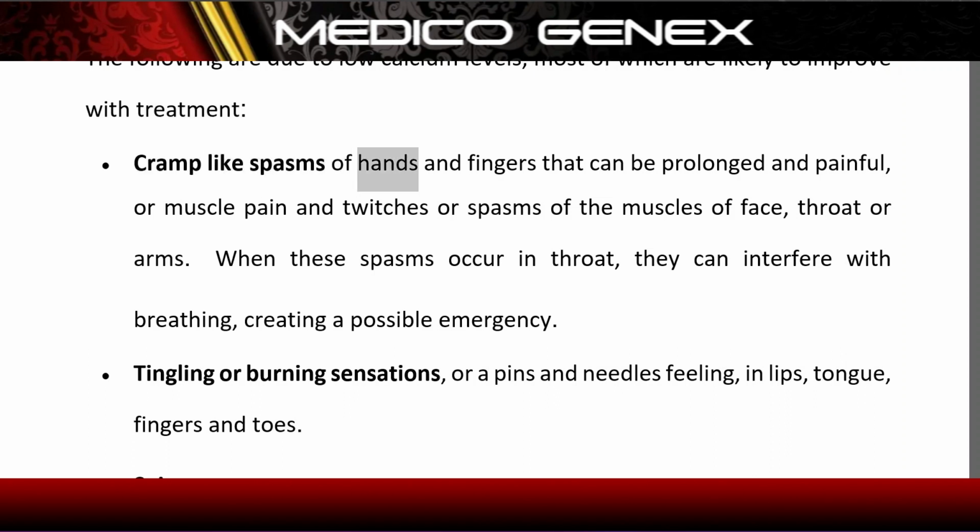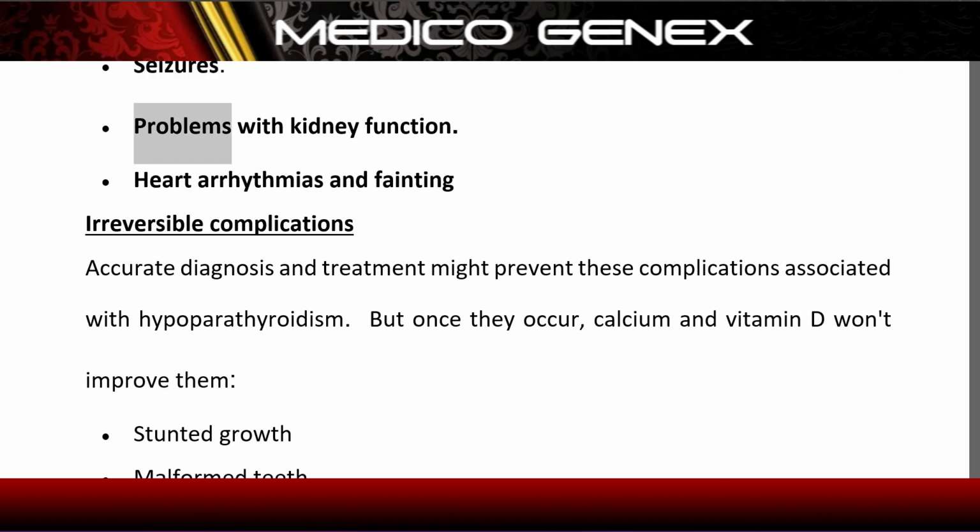Cramp-like spasms of hands and fingers that can be prolonged and painful, or muscle pain and twitches or spasms of the muscles of face, throat or arms. When these spasms occur in throat, they can interfere with breathing, creating a possible emergency. Tingling or burning sensations, or a pins and needles feeling, in lips, tongue, fingers and toes. Seizures. Problems with kidney function. Heart arrhythmias and fainting.